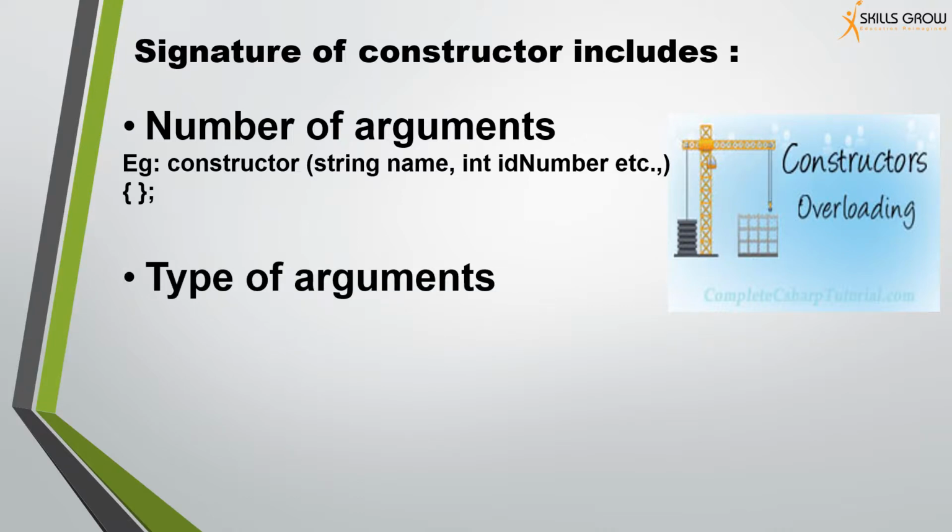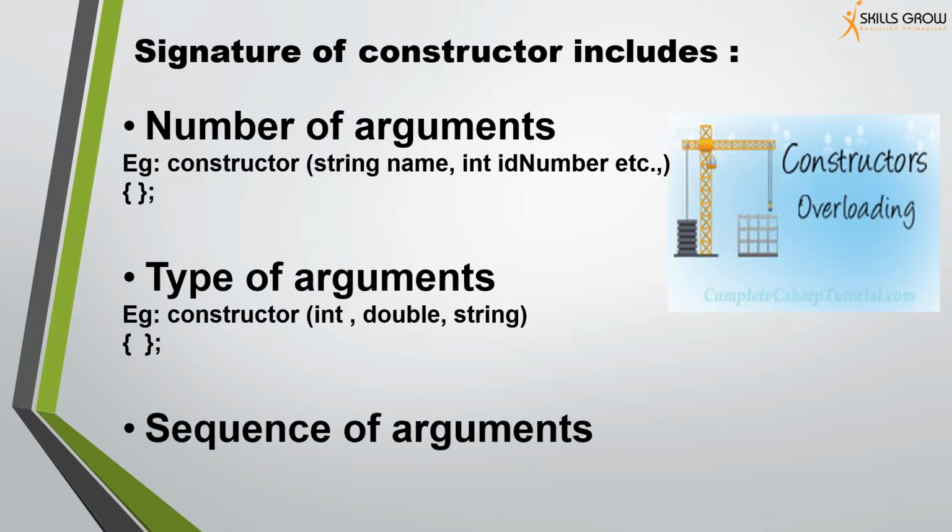And the type of arguments. In a constructor, we can use many data types, namely integer, double, string, and etc. This usage defines the type of arguments and the sequence of arguments. The two overloaded constructors must have different order of arguments. Now, we have learned what the signatures in constructor overloading are.